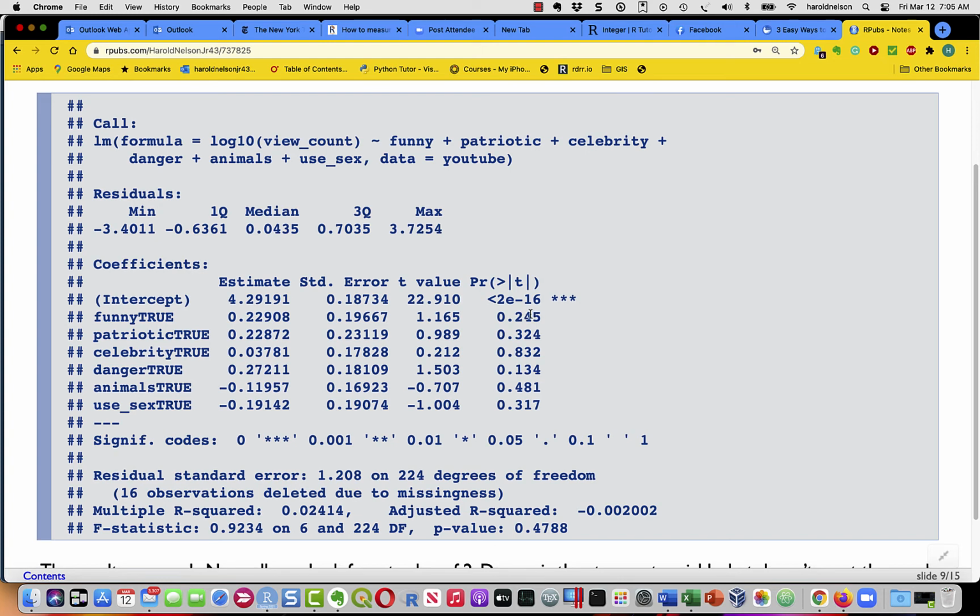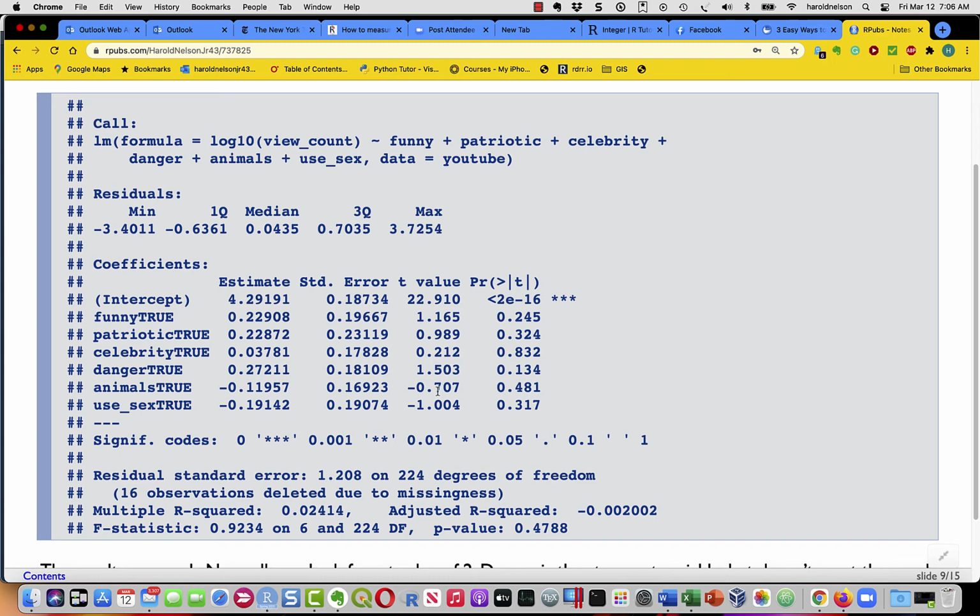Okay? And you also judge that by looking at the t-statistic. We look at a t-statistic of 2, with the right sign, of course. Nothing comes up to 2. So nothing actually meets the standard beauty standard for a significant coefficient in the model. The closest you come is danger with a 1.5.